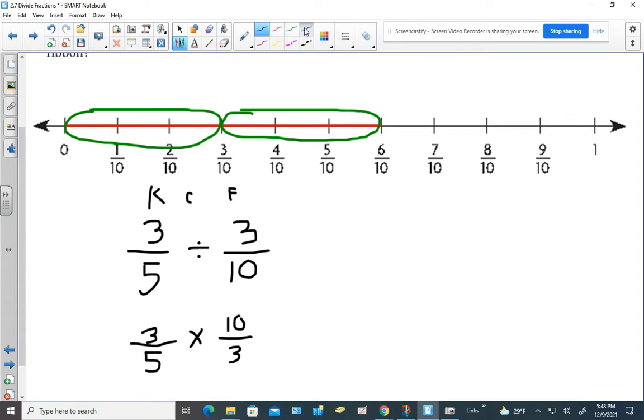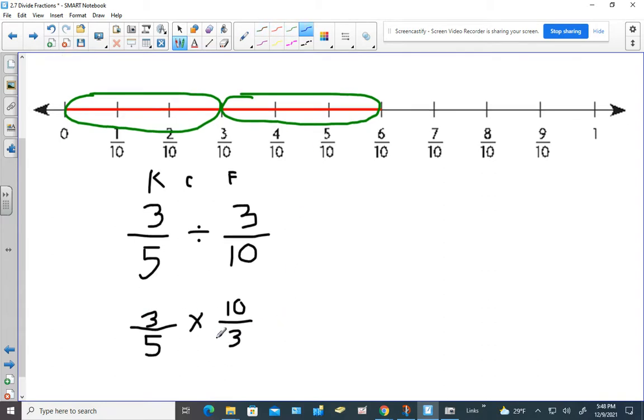Look for cross-reducing opportunities. We can divide here and here. 3 is a common factor of this numerator and this denominator, so we'll divide by 3 and here we get 1. Divide this by 3, we get 1. Going the other way, we have a common factor of 5 for both of these numbers. 5 divided by 5 is 1. 10 divided by 5 is 2.